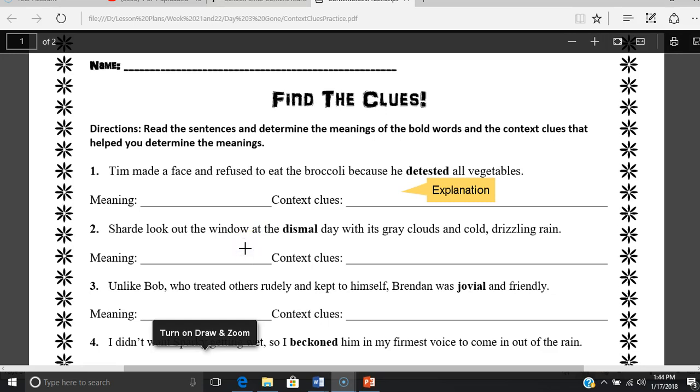All right, moving on down to this one. Let's see if I can get my speech bubble back here as well, so that I have all of my answers. Hated. There we go. All right, second sentence. Shard looked out the window at the dismal day with its gray clouds and cold, drizzling rain. So I'm trying to figure out what dismal means. Well, I know that it says that there were gray clouds, it was cold, and it was drizzling. So it does not sound like a very nice day. In fact, it sounds like kind of a nasty day.